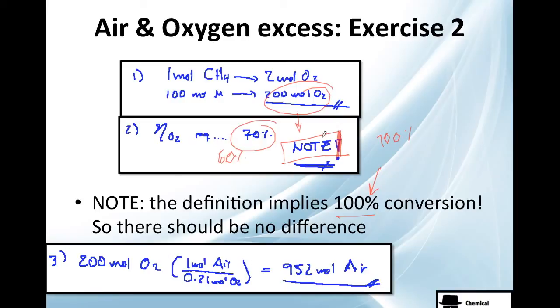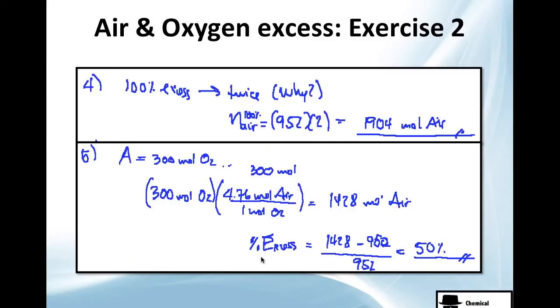Number 3, they tell you how much air from this theoretical oxygen. That's an easy one, just divide by 0.21, because we have 1 mole of air per 0.21 moles of oxygen, and you get this. Nice. Now they tell you to have 100% excess. This is technically twice. Why? Hopefully you get to know that 100% implies twice. So we only multiply by 2. And we get 1904 moles of air.